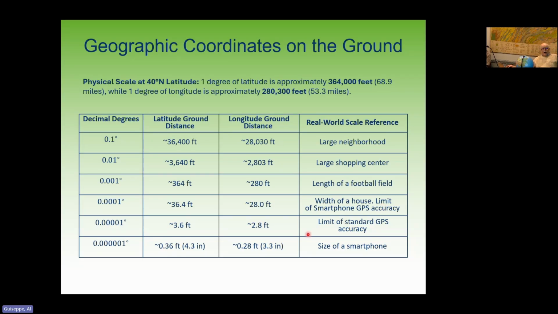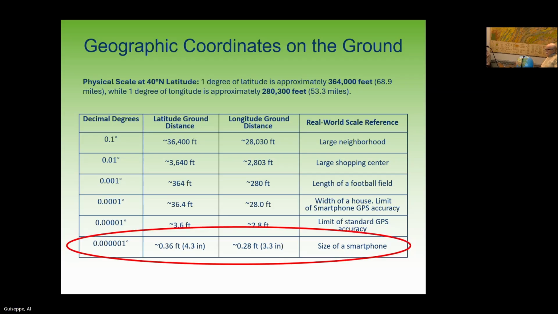So when you get down to 5, that's the limit. 6 decimal degrees is the size of your cell phone on the ground. How many places have you seen 6 decimal places? 6 decimal degree places.